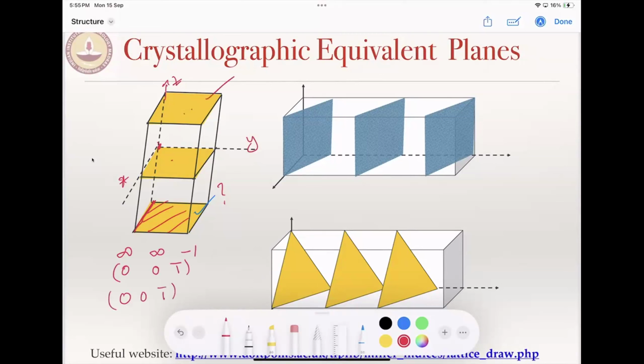And how about this one? 0, 0, 1. So this is actually 0, 0, 1, no comma should be there. All parallel planes should have the same index, hkl. How about this one? That's the one we drew that time, right? We drew it, but now we should say 110. And how about this one? 111. Okay, good.